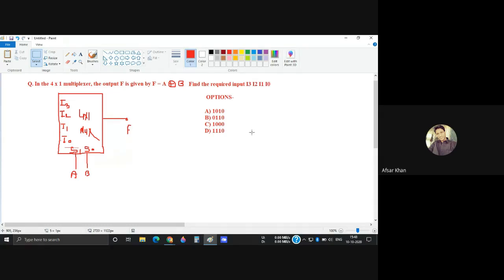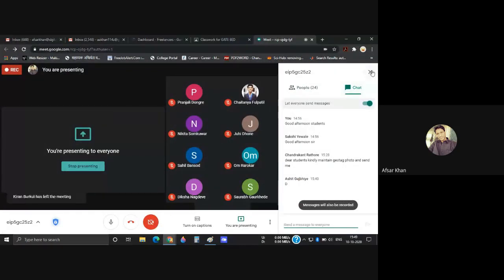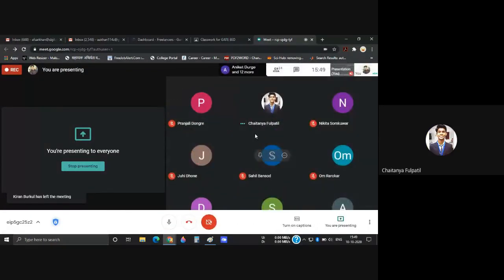What we have to find here, students? Inputs I3, I2, I1, I0, so that the function F is equal to A XOR B. We have to find the values of I3, I2, I1, I0. Anybody got the answer? No one?